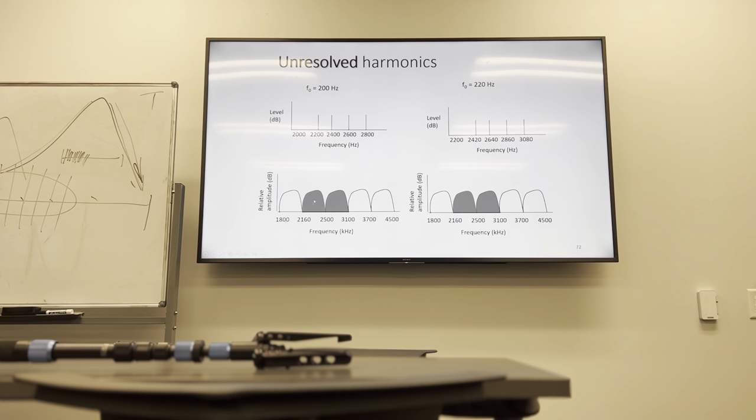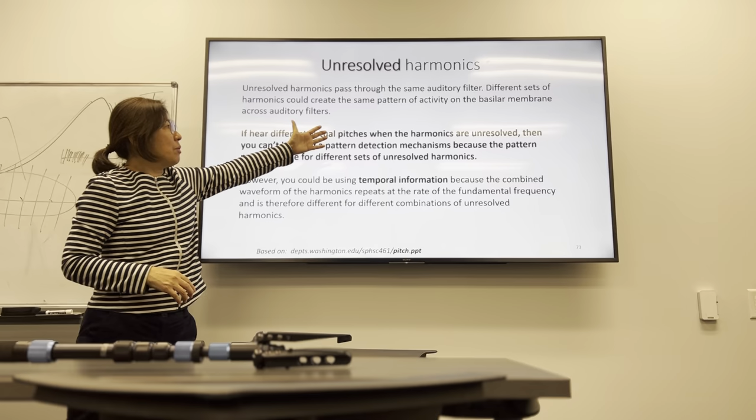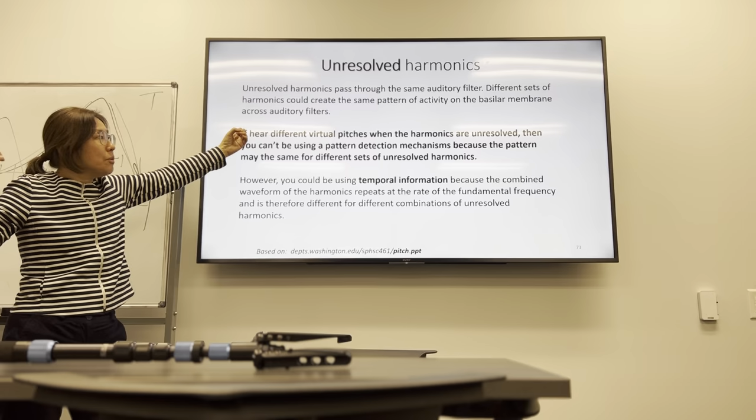Okay, same place you are poking. Now, is this like a 200 versus 20,000? You know, because it's unresolved harmonic. Okay. And that's because of the wider auditory filter. Wider auditory filter, yeah. And you can't have your own auditory filter. Okay? So unresolved harmonics pass through the same auditory filter, but a different set of harmonics could create the same pattern. So it's kind of confusing, right?